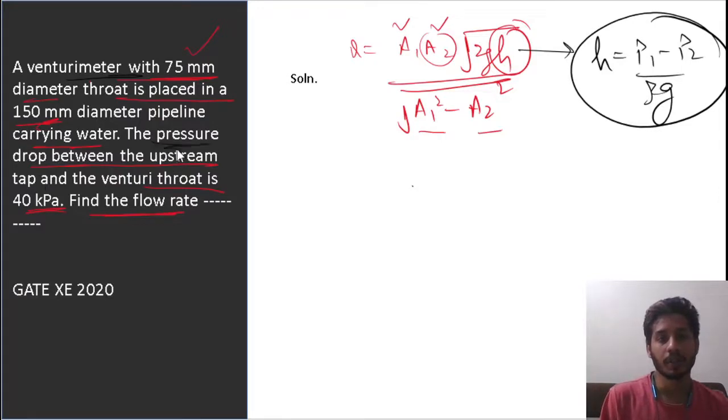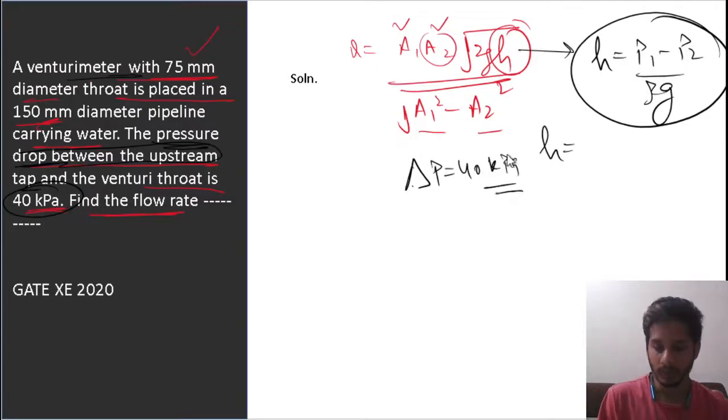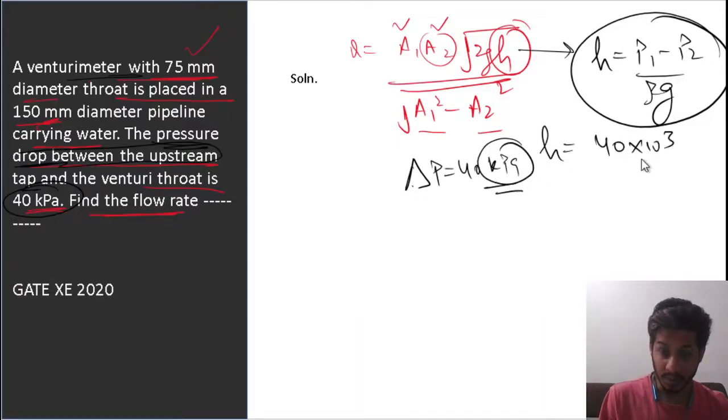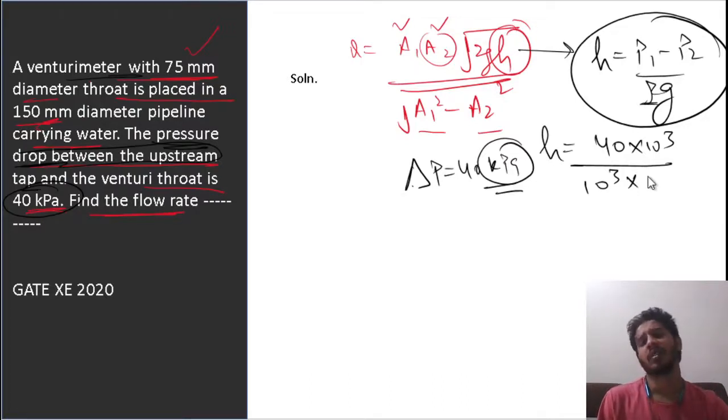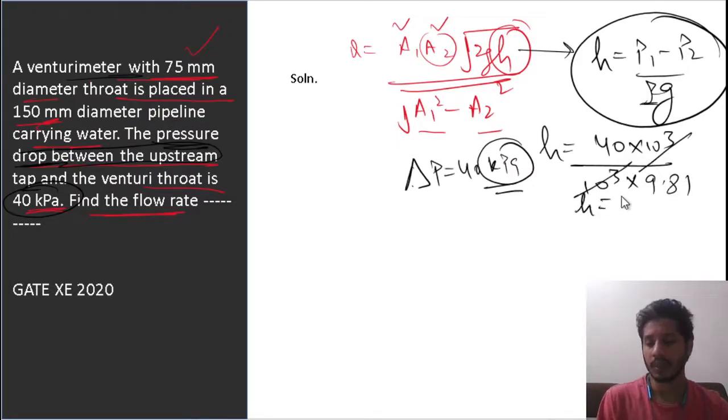So the pressure drop between the upstream and the tap is basically 40 kilopascal. So this is the pressure difference, del P is 40 kPa. Please convert it into Pascal. Remember the unit, please. Rho, the density, if you are talking about water, is 10 raised to power 3. If you have the virtual calculator, please try to put the values, with g as 9.81. Then H will come out to be around 4 meter.